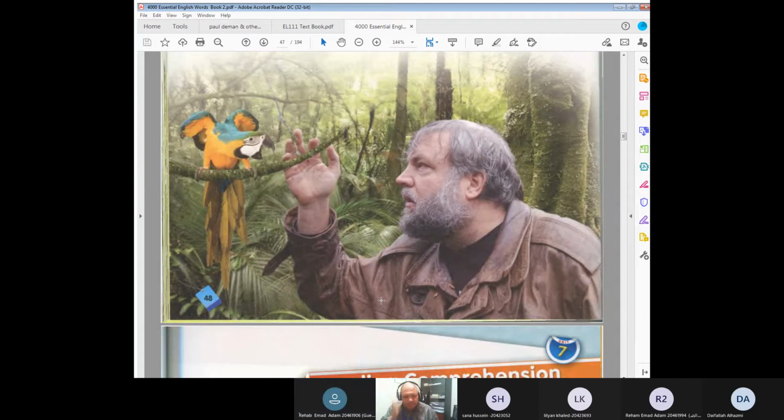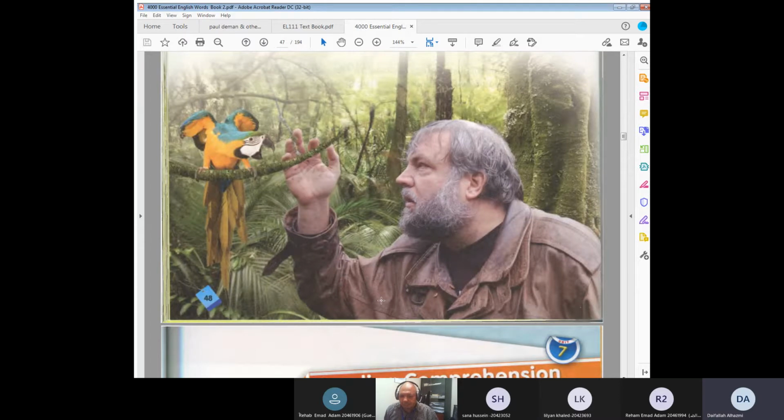Okay, so can we have somebody else? Maybe this man is trying to hunt the bird. It's a macaw kind of type, I think. So he's trying to hunt it, I believe. I don't know. The bird is trying to talk to him or to shout at him. And the man is actually trying to hunt that thing.